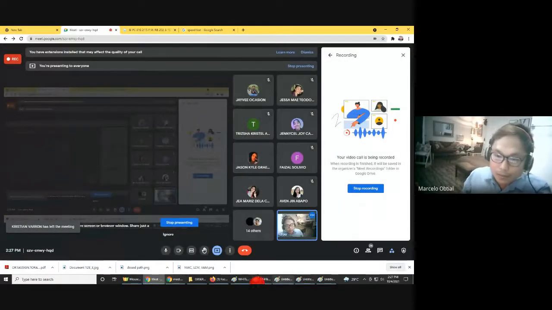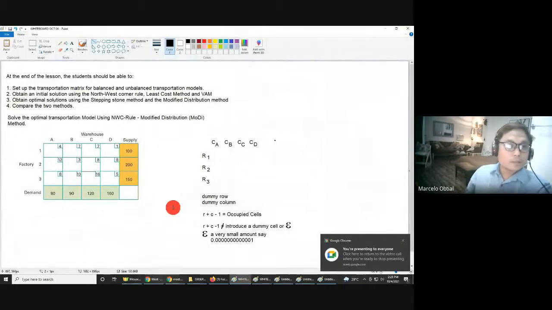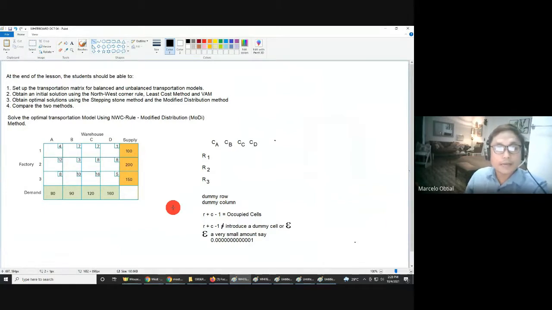Okay, so we'll start. Again, our topic for today is all about solving for the optimal transportation cost. But this time, we'll be using the shortcut method instead of the long method. The long method is called the stepping stone method. This time, the shortcut method is the modified distribution method, or MODI for short. Okay, let's start.